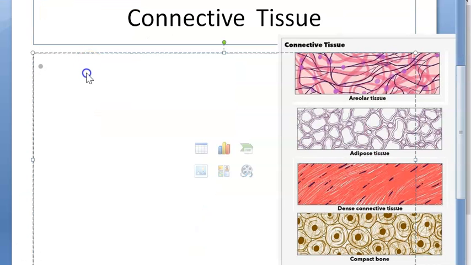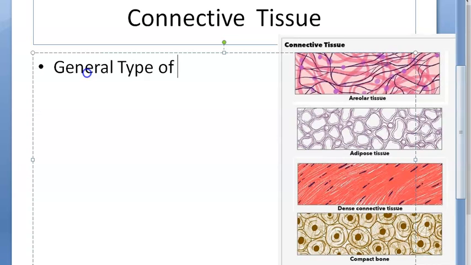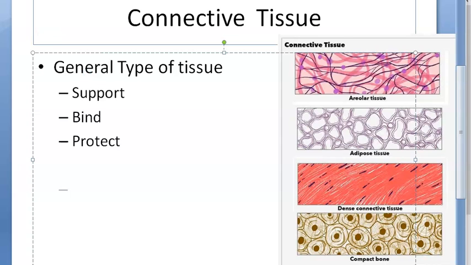So, basically, it's a general type of tissue. And what will it do? It will support, it will bind, it will protect. And what else? It has cellular and extracellular components. What are the components?